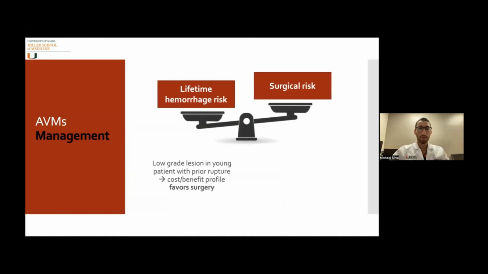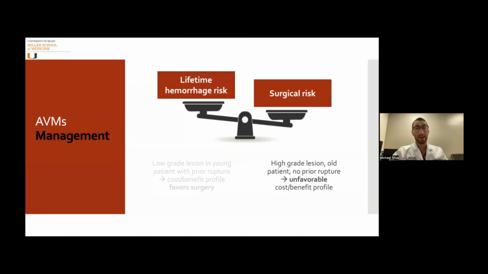So again, it's a balancing act. If you think about a low-grade lesion, so Spetzler-Martin low grade means the surgery carries less morbidity than a higher risk, higher grade lesion. In a young patient, so high lifetime rupture risk with a prior rupture, again, higher lifetime rupture risk. This cost-benefit analysis would favor surgery, right? Surgery is lower risk, whereas there's a high lifetime risk of rupture. But then think about a high-grade lesion with high surgical risk in an older patient with no prior rupture. In this case, it probably favors not doing surgery.